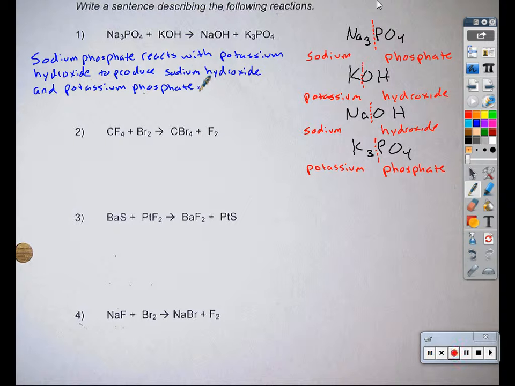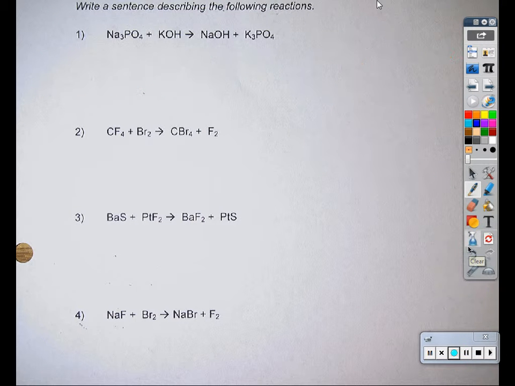I think if you break it down into two separate parts, if you look at it as a nomenclature assignment first and then a sentence writing assignment second, it might clear up some of your confusion. It might make it easier for you to work with these things. Let's take a look at number 2 on this.